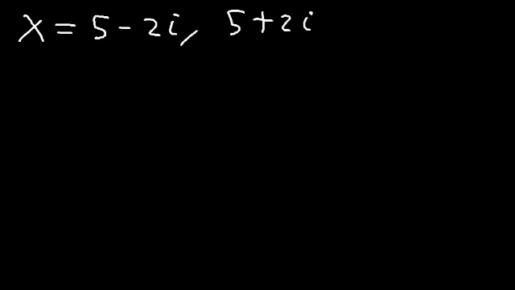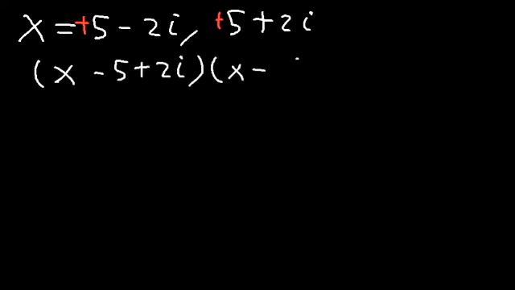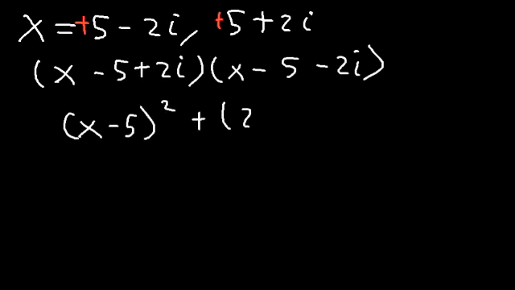Let's try another example. So given these two solutions, go ahead and write the quadratic equation. So let's write it in factored form. Since we have positive 5, it's going to be x minus 5 plus 2i and x minus 5 minus 2i. So this is the same as x minus 5 squared plus 2i times negative 2i.